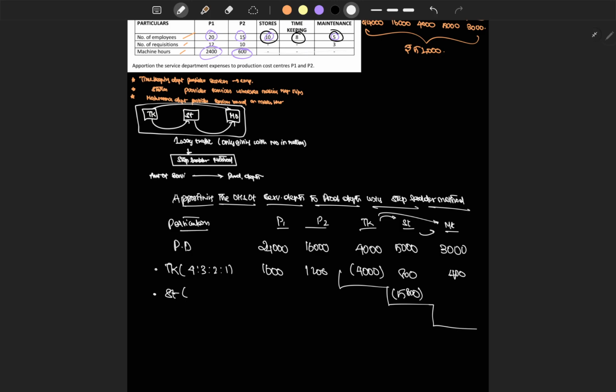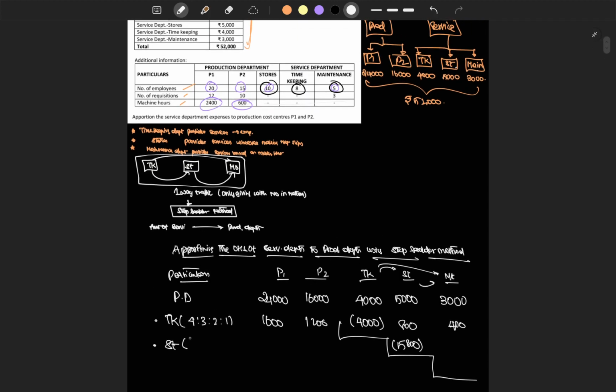The stores department is allocated by the number of slips raised: P1 is 12, P2 is 10, and maintenance department is 3. So 12 plus 10 plus 3 is 25. 5800 divided by 25 into 12 is 2784, then 2320, and then 696, right?